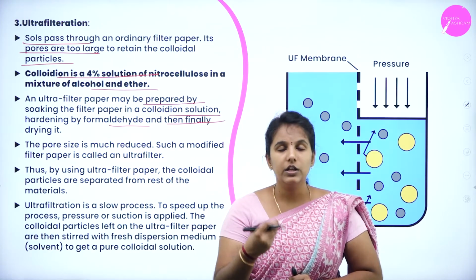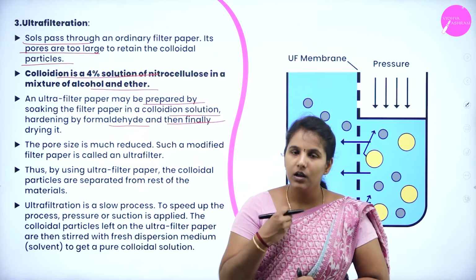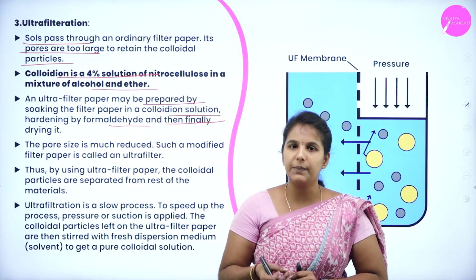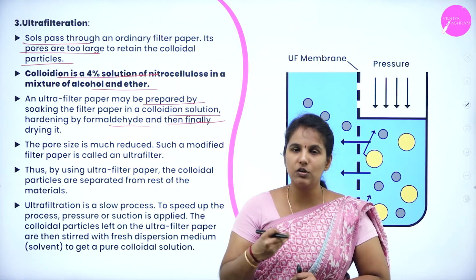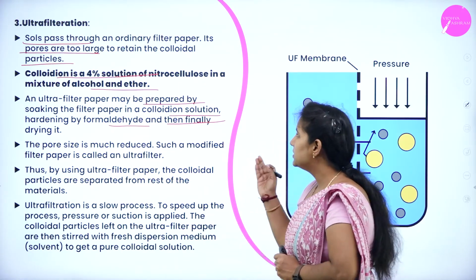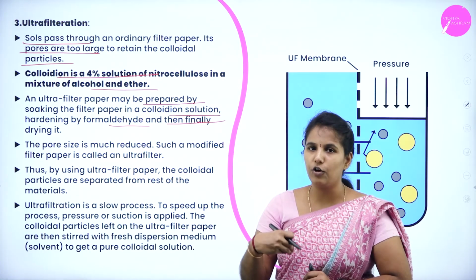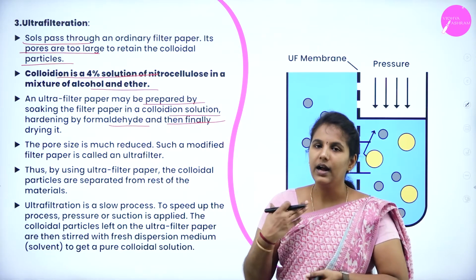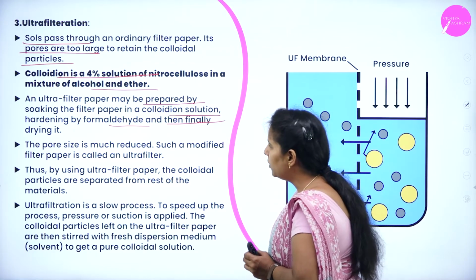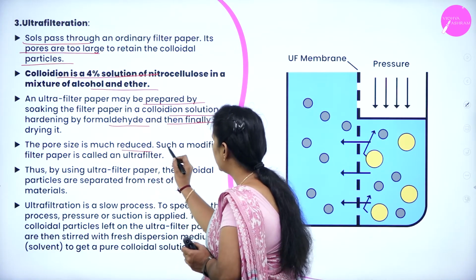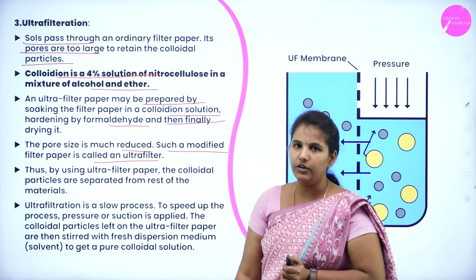That is why, in order to reduce the pore size of the filter paper, they will take the filter paper and dip it in collodion, which is a 4% solution of nitrocellulose in a mixture of alcohol and ether. Later, they will add formaldehyde and dry it, and they will use that filter paper for the filtration. And the pore size will be reduced. With such modification, filter papers become ultrafilters.